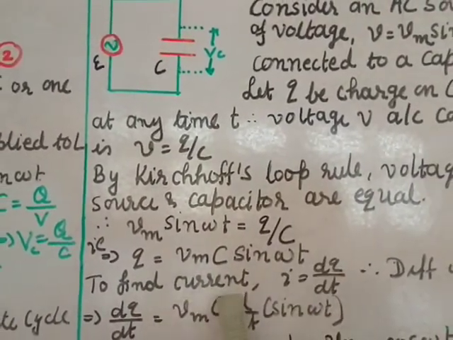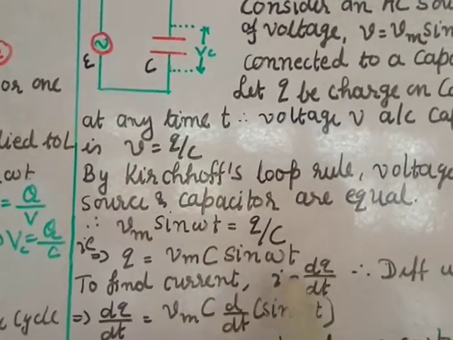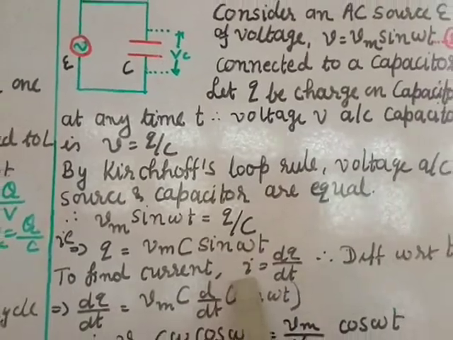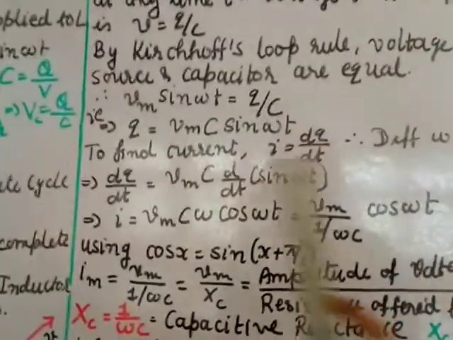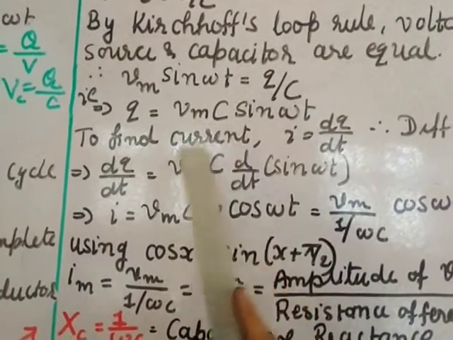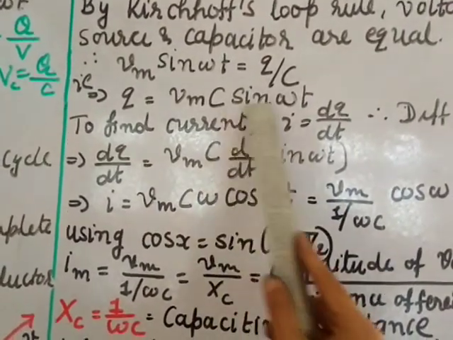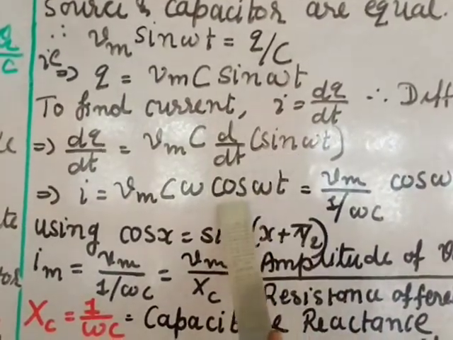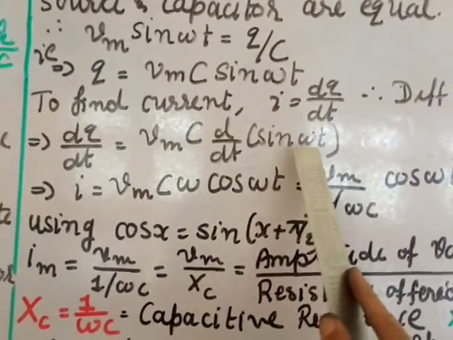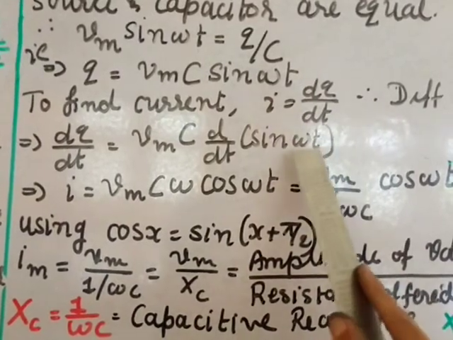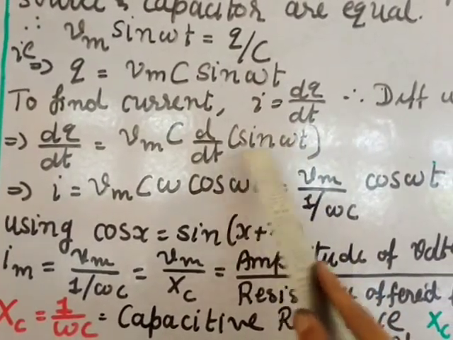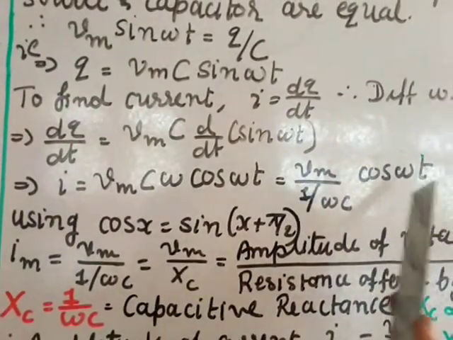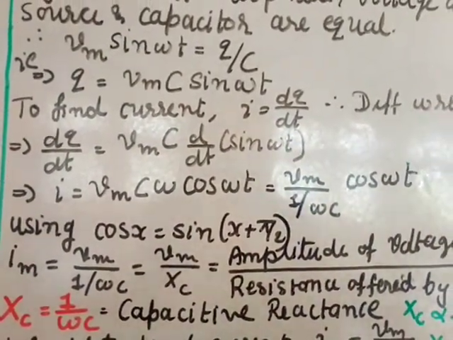Our aim is to find the current. To find the current, we know that current is dq by dt. So if I differentiate this with respect to time, I get the current. So differentiate with respect to time: dq by dt. Vm C is constant, so we will not differentiate it, we will differentiate sin omega t. So d by dt of sin omega t. Derivative of sin is cos omega t, and you have to do the derivative of omega t, that will be omega. Or you can just remember that if you differentiate, you have to multiply by the coefficient of t, that is omega here. If you integrate, you divide by the coefficient of the variable.